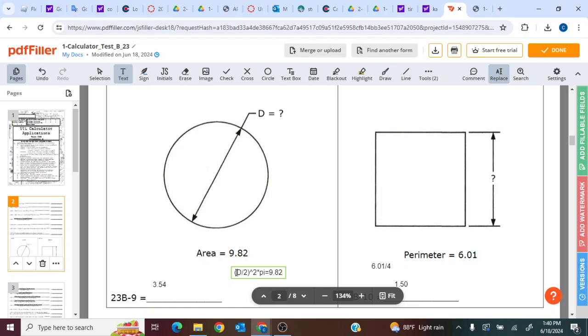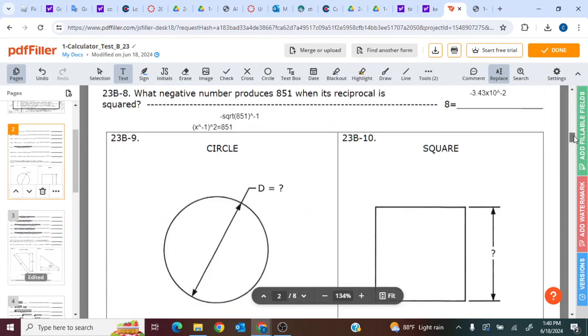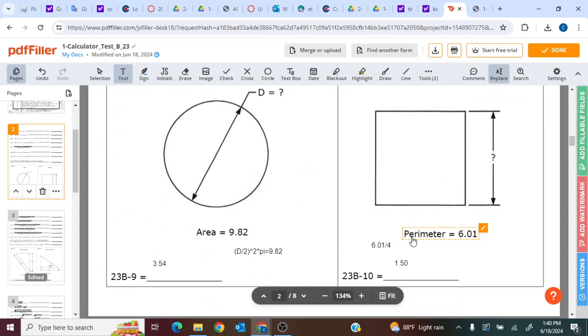Okay, number 9, area of a circle: radius squared times pi, and radius is diameter over 2. Put that in the EQ solver, get 3.54. 10, a square. You have the total perimeter, a square has 4 equal sides, so divide that by 4 and you get one side.